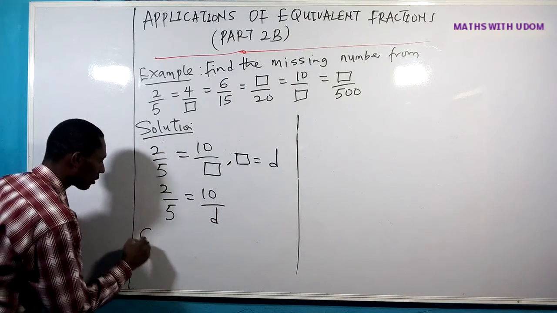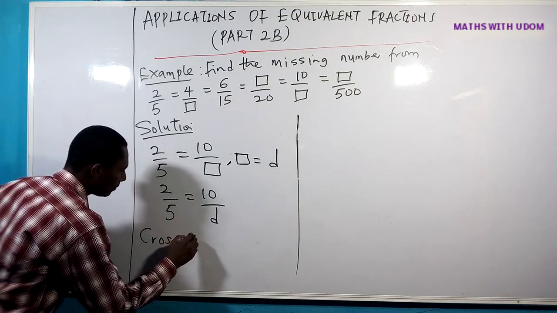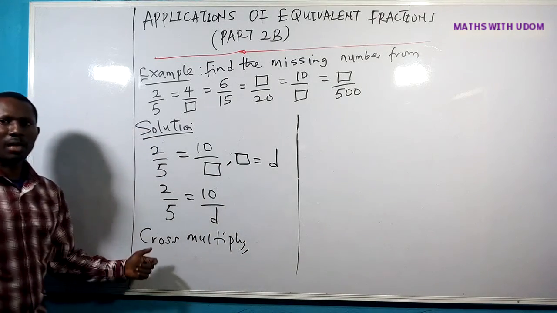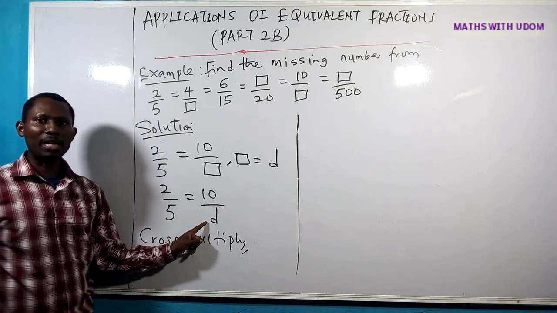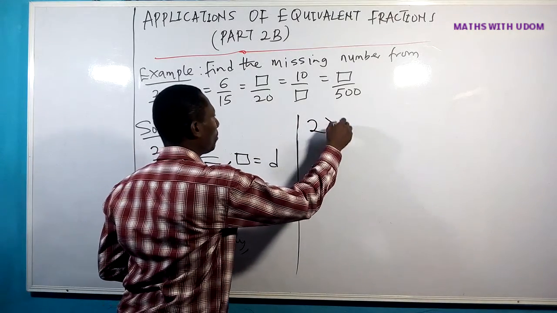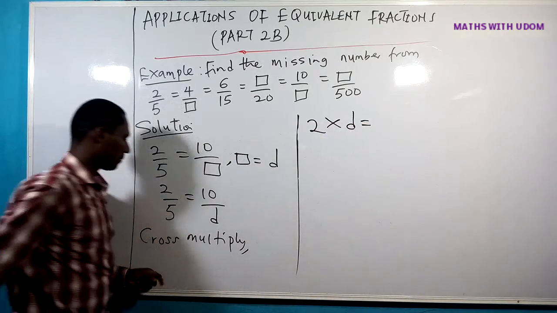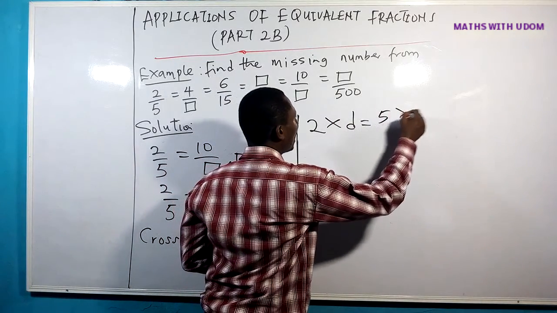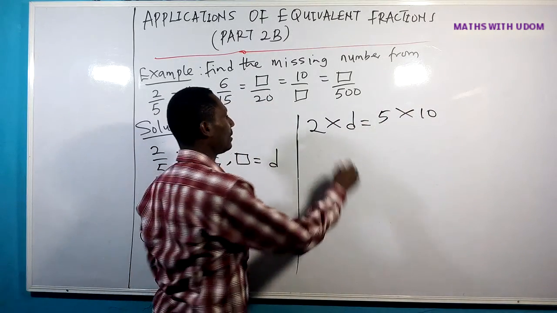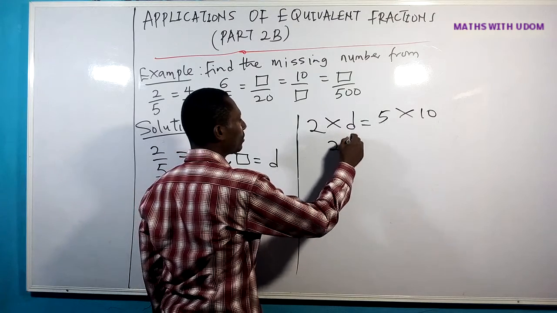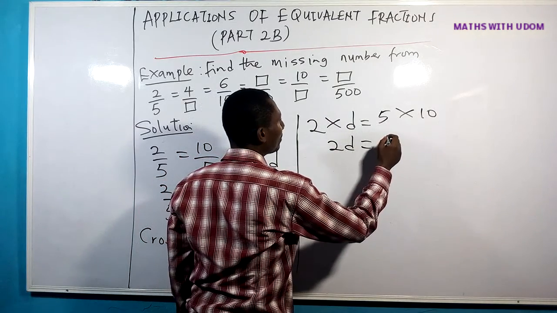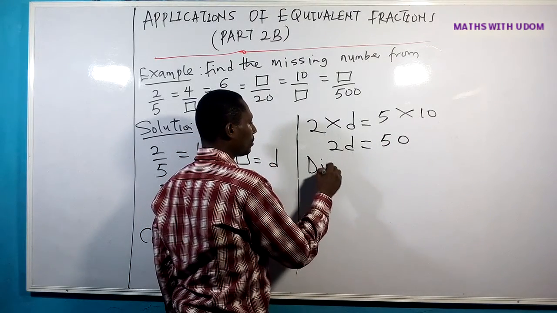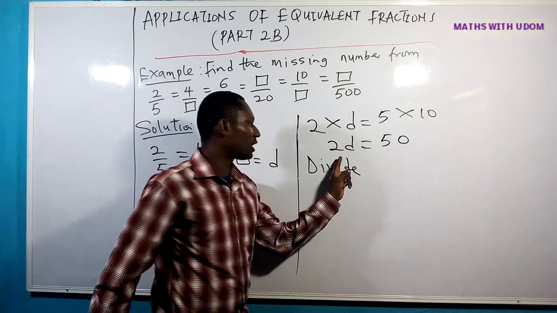So I will cross multiply. If you cross multiply, what do you have? You have 2 multiplied by D. That is 2 multiplying D equals 5 multiplied by 10. So 5 times 10. And that will give me 2D. 5 times 10 is 50.